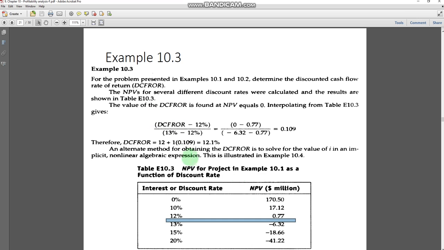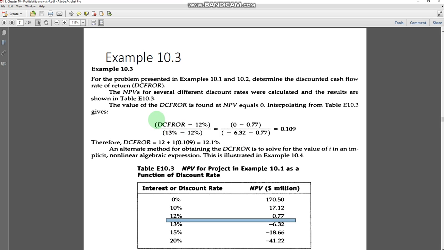Okay, now for this example, a discounted cash flow rate of return, so we have to find this number here, and the basis that we have 12 and 13, so minus 12. So the number that we have for 12, it is for this one discounted cash flow rate of return, it is not given, so we can consider this one as 0. Minus for the 12%, we have this 0.77, and then for 13% we are having this value minus 6.32.